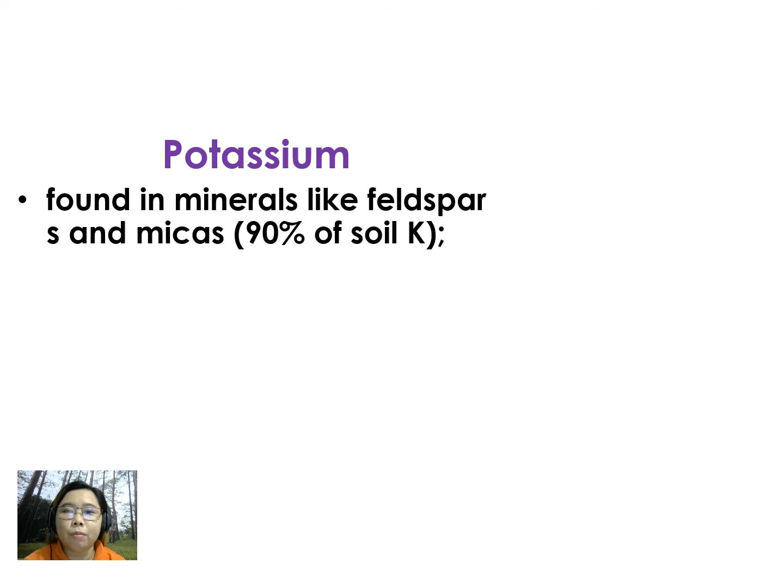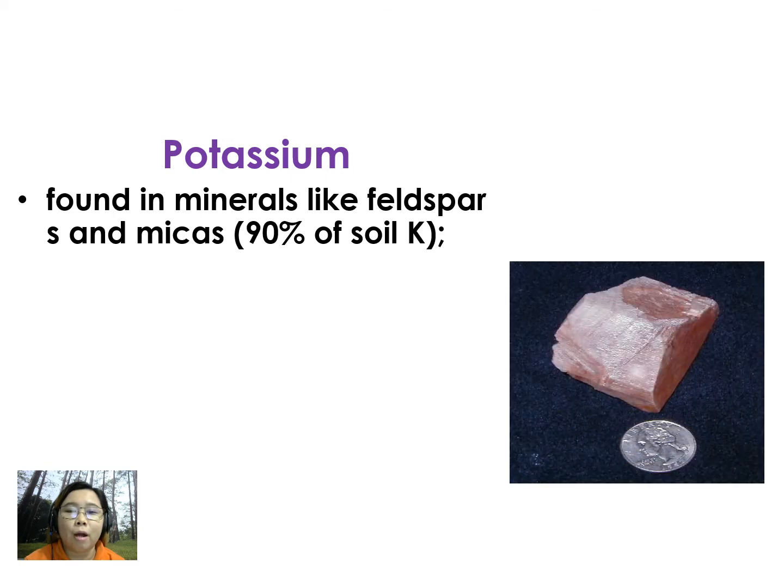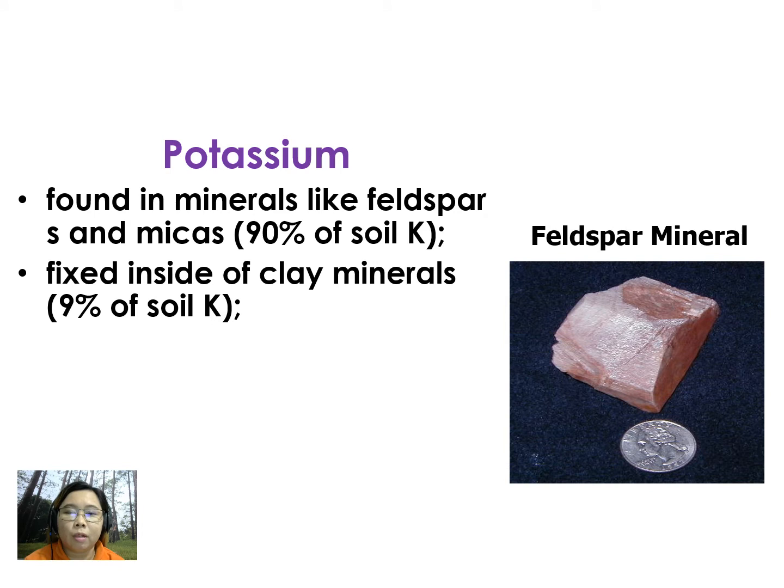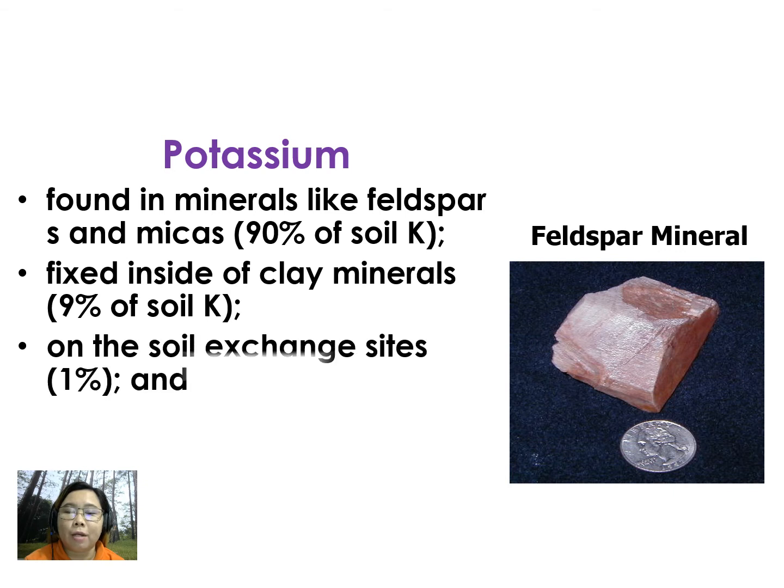For potassium, potassium is found in minerals like feldspars and micas. In the soil, 90% of potassium is found in these kinds of minerals. It can also be found fixed inside of clay minerals. About 9% is fixed inside clay minerals, and 1% on the soil exchange sites, and 0.1% can be found in the soil solution.